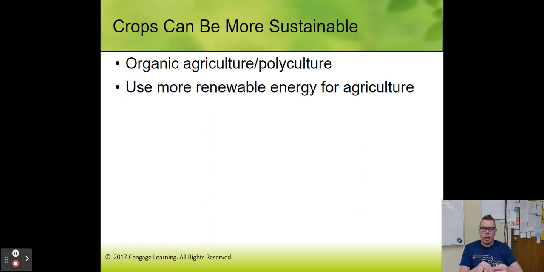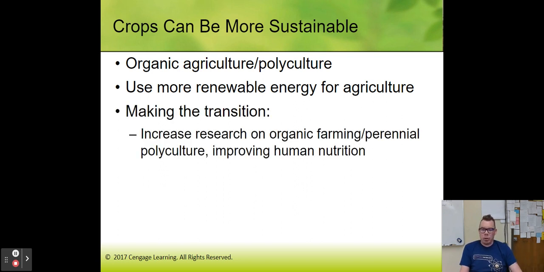Use more renewable energy for agriculture. So instead of those big tractors all on fossil fuels, maybe try some electric vehicles and stuff like that. Making the transition, okay, increase research on organic farming and perennial polyculture, which is improving human nutrition. So basically, it's what's called capital investment. If the government or private industries can put money into making it better, then it's going to flourish. That's what we're talking about there.